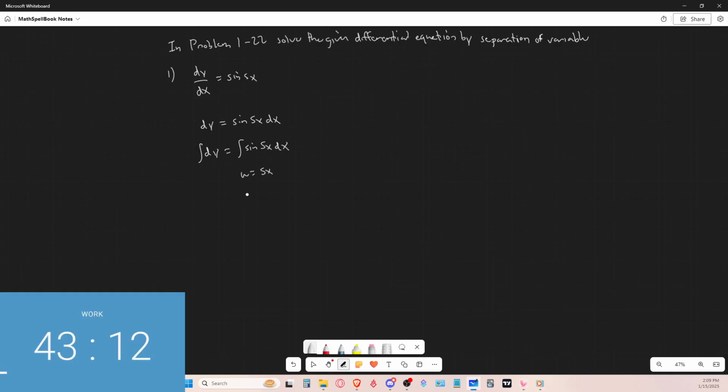So this is 5, so du over dx, that would equal 5, so dx is equal to du over 5. Perfect. And then when we integrate, we are given the negative cosine of 5x over 5 plus c. Perfect. I believe that is the correct answer. I almost forgot the negative sign there, so not a problem. Let's go to number 2, shall we?